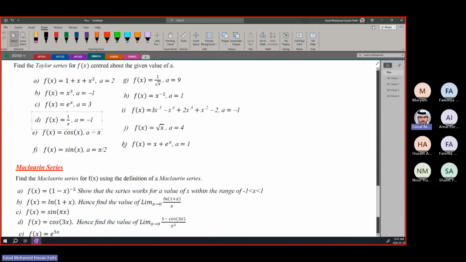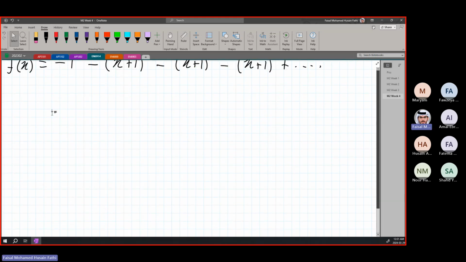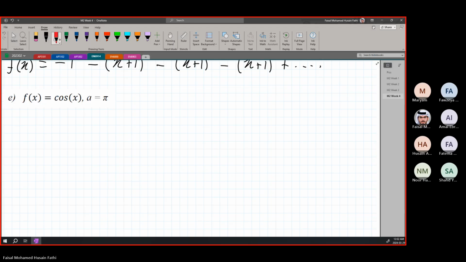Let's look for a different one. Let's do this one. Let's do E, and then we'll go to MacLaurin, which is very similar. So E, again, we have f of x at a is equal to pi. Now keep in mind here, there's something very important.